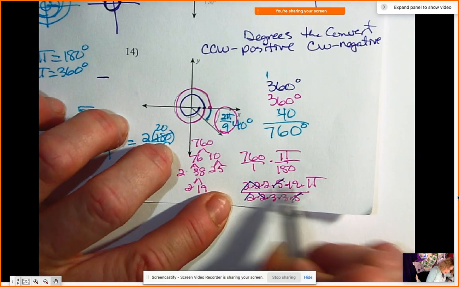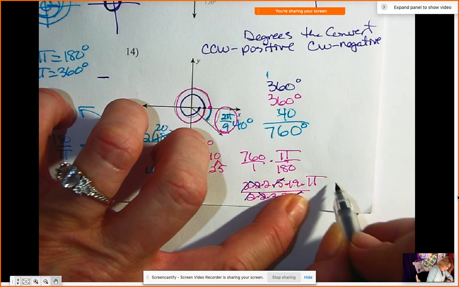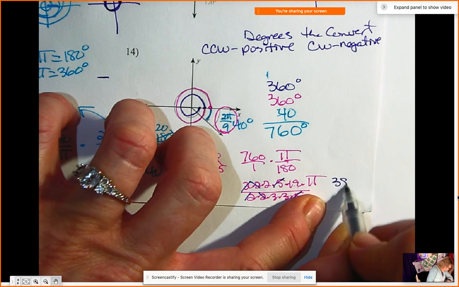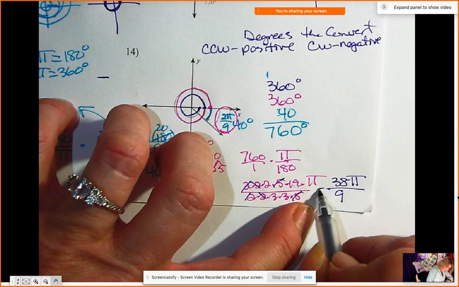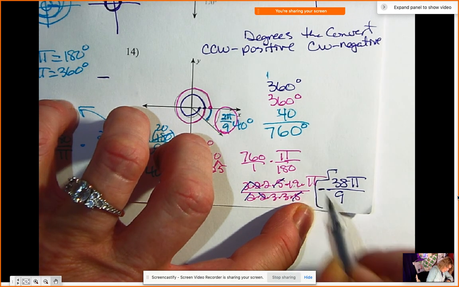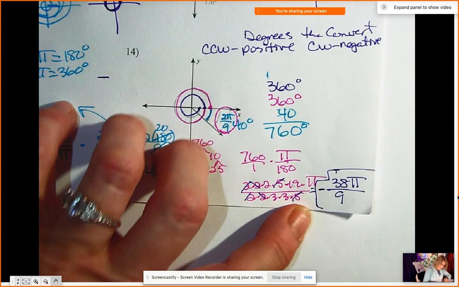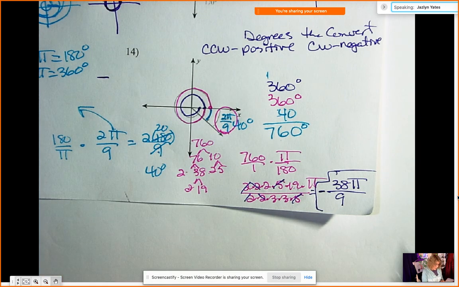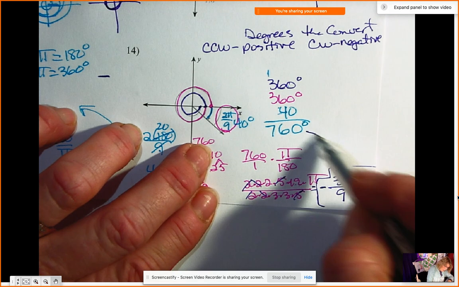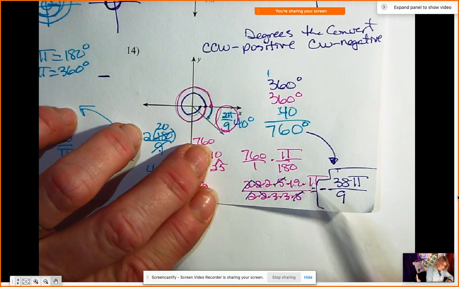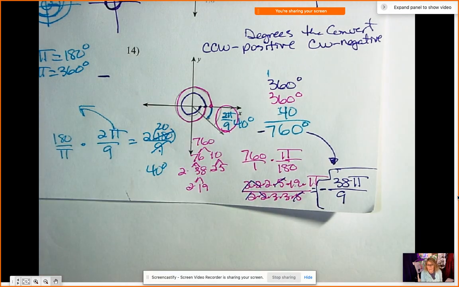Okay, so I have 2 times 19, 38 pi over 3 times 3 is 9. Remember, it was negative at the beginning, so you simply put a negative there. So is that the total? That's the total. This is the final answer. This is 760 degrees converted to radians. Okay, thank you. All right.